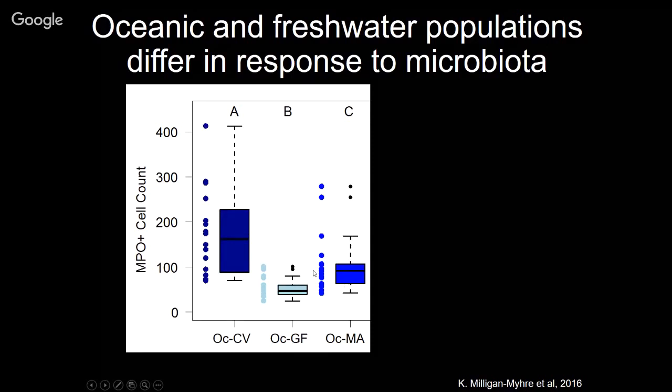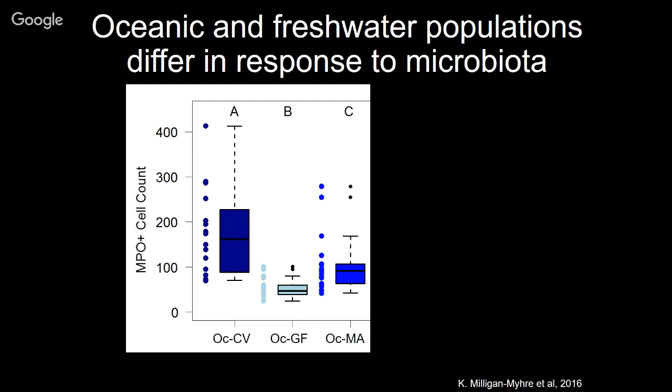And so there are other microbes that are likely responsible for this large number of neutrophils in the gut. So that's exciting in and of itself. We have an immune response to microbes in this population of stickleback, this oceanic or anadromous population of stickleback. But we're really interested in how the host genetic background contributes to the number of neutrophils in the gut.